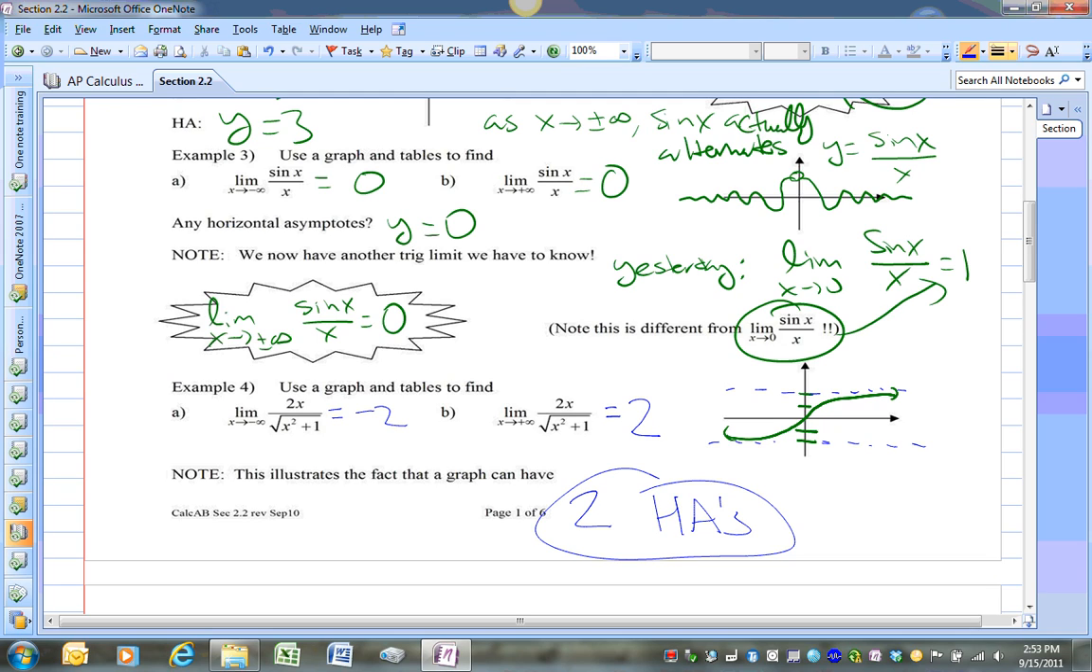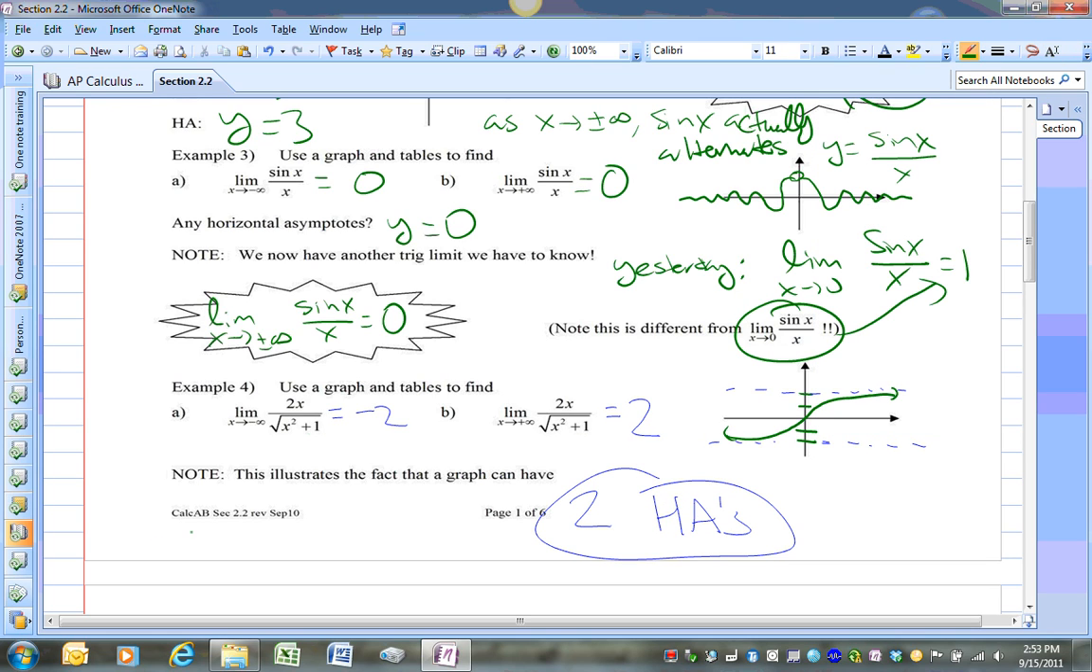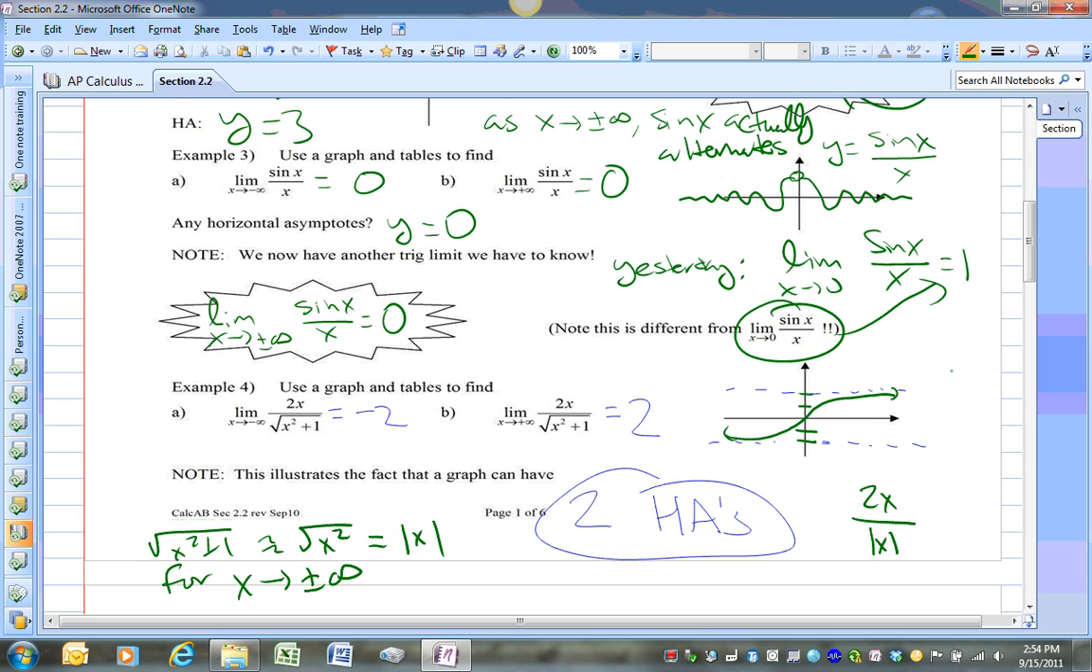And again, if we just inspect numerically what's happening here, root x squared plus 1 approximately equals root x squared for x approaching plus or minus infinity, or that'll just be the absolute value of x. And so when you have 2x over the absolute value of x, that for positive infinity approaches 2, and for negative infinity approaches negative 2. Okay?